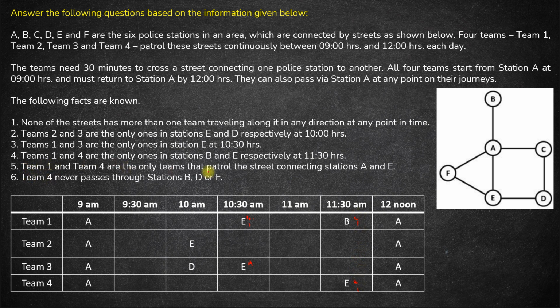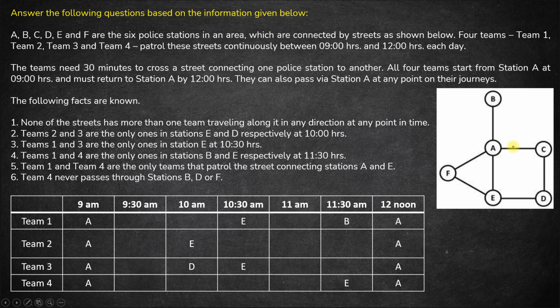Then teams 1 and 4 are the only ones that patrol the street connecting A and E. So the street connecting A and E can only be patrolled by 1 or 4, no other team. And team 4 never passes through stations B, D, F. So team 4 will not go to station D, F or B. That means team 4 will either go to station C or to station E. These are the only 2 stations team 4 can pass through.